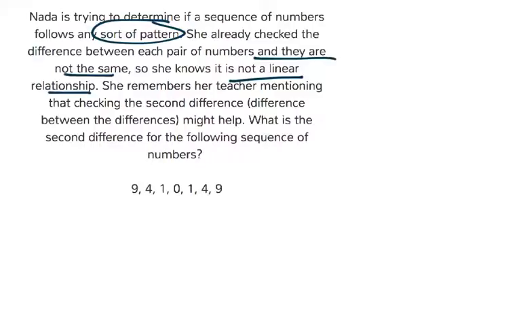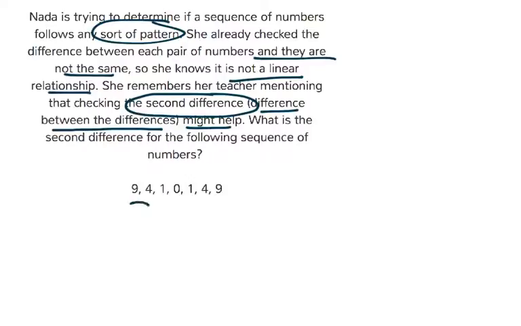It does say here she remembers her teacher mentioning that checking the second difference, which is the difference between the differences, and I'll show you what that means, might help. What is the second difference for the following sequence of numbers? Okay, well, let me write out the numbers a little bigger here so we can work with them.